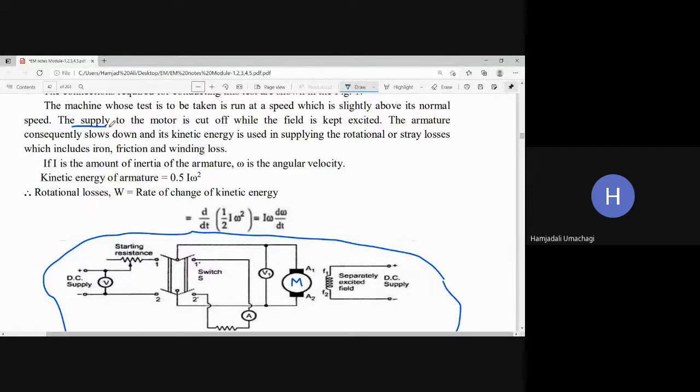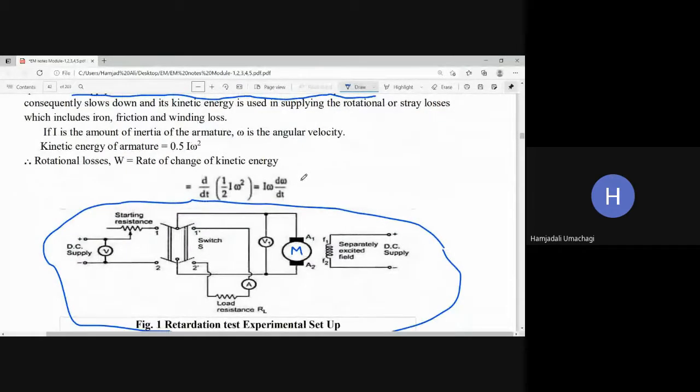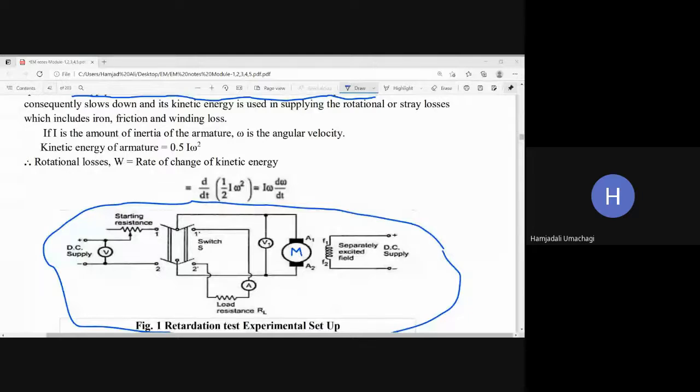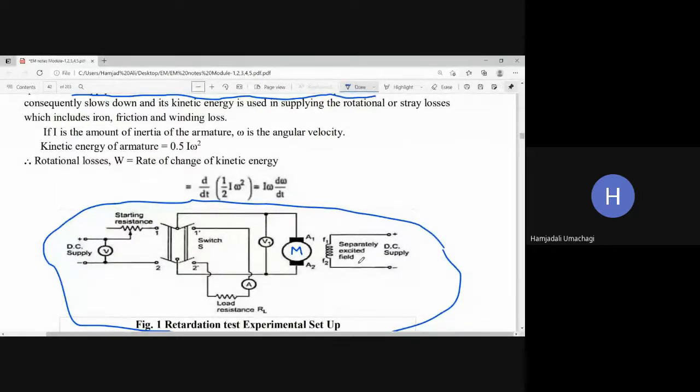The important thing here is what? Supply to the motor is cut off while the field is kept excited. Supply to the motor means you need to disconnect the power supply from this end. You need to disconnect the power to the armature or to the motor, but the field should be continuously excited with the help of DC supply. Continuously, you should give the power supply to the field winding, whereas input supply to the motor should be cut off. So what happens if I cut off the power supply to the motor or to the armature?